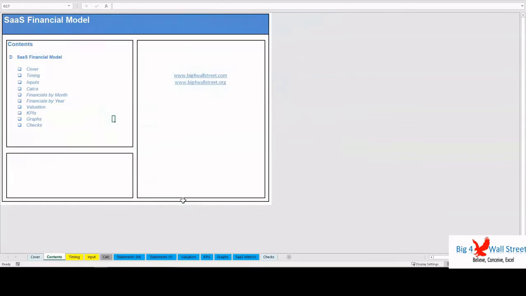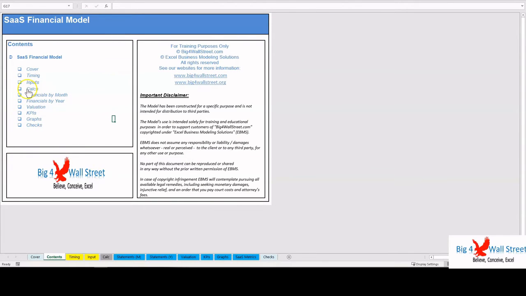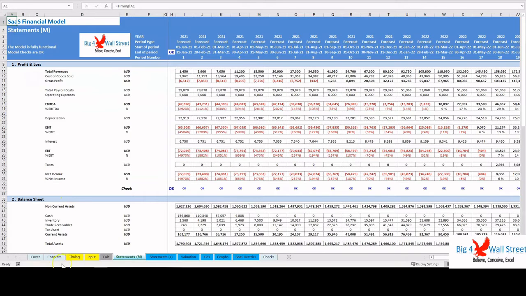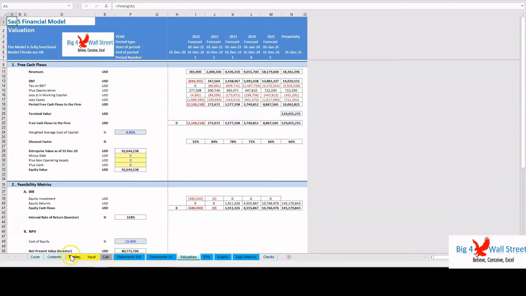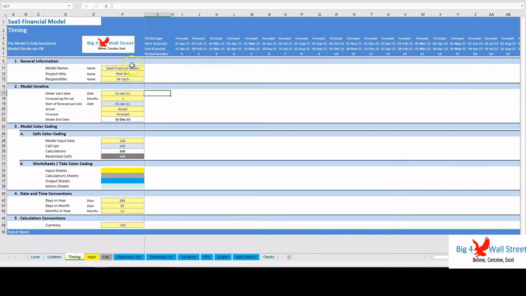So, a quick overview of the model. In the Contents tab you can see the structure of the model and by clicking on any of the headlines to be redirected to the relevant worksheet. On the Timing tab you can feed the general information for the model such as model name, responsible, timeline of the model and date and currency conventions. Additionally, there is a description of the color coding of the model in the same tab.